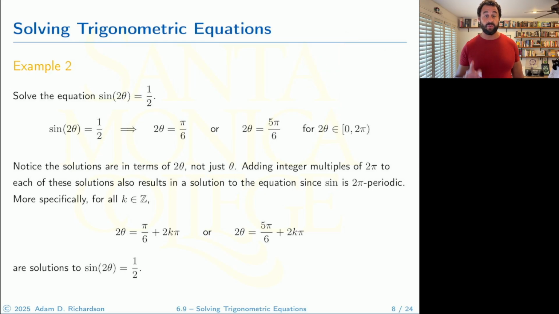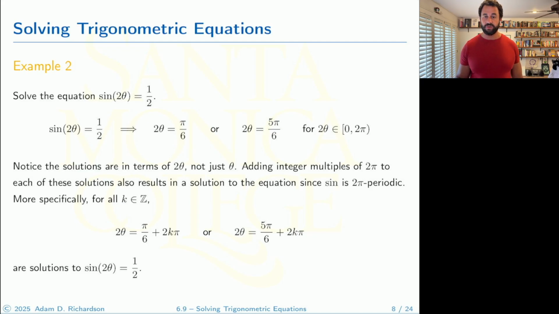But here's the catch. When we asked what angle has a sine value of 1/2, the angle we were referring to is 2 theta. That's why we got this right here. And now here's the catch. If we add integer multiples of 2 pi to each one of these solutions, we will get another solution, and another solution, and another solution, right?